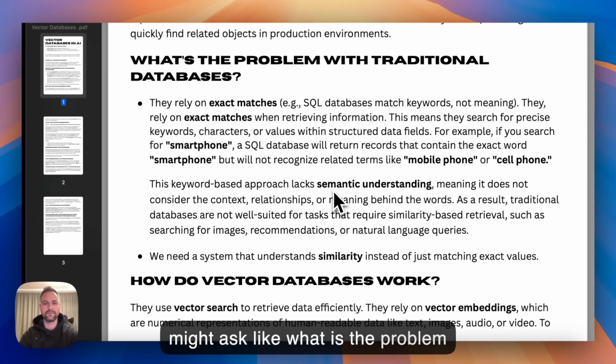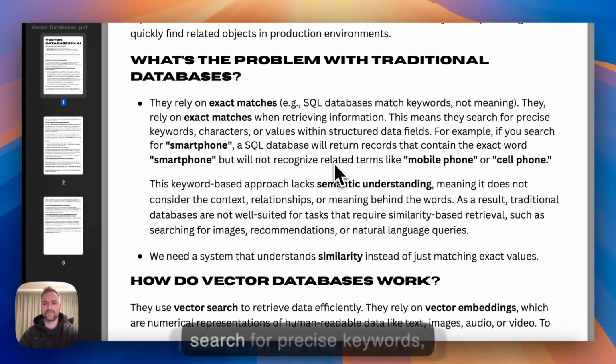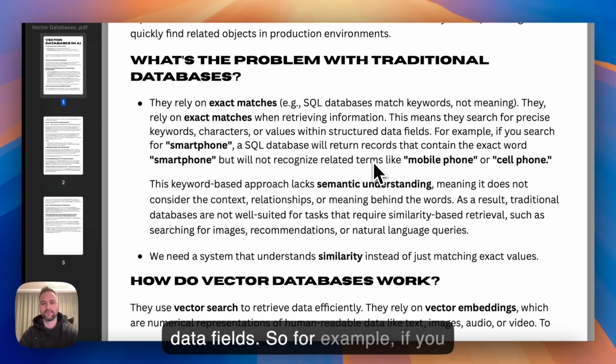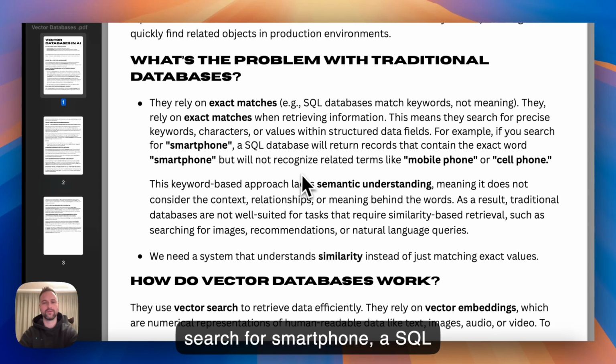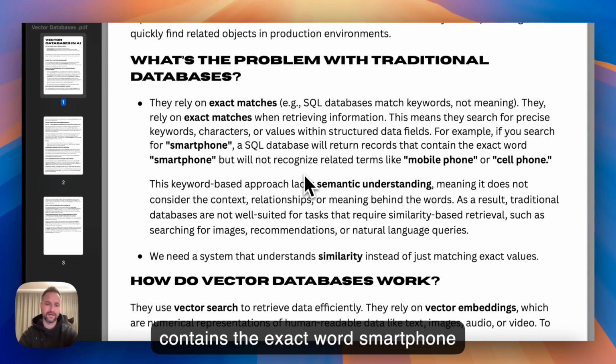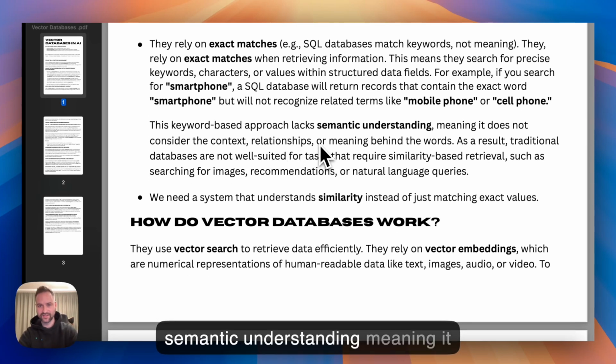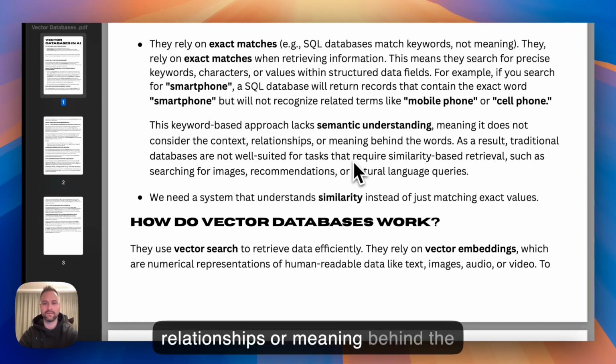So you might ask, what is the problem with traditional databases? These SQL databases match keywords, not meaning. They rely on exact matches when retrieving information. This means they search for precise keywords, characters, or values within structured data fields. For example, if you search for smartphone, a SQL database will return records that contain the exact word smartphone, but will not recognize related terms like mobile phone or cell phone. This keyword-based approach lacks semantic understanding, meaning it does not consider the context, relationships, or meaning behind the words.